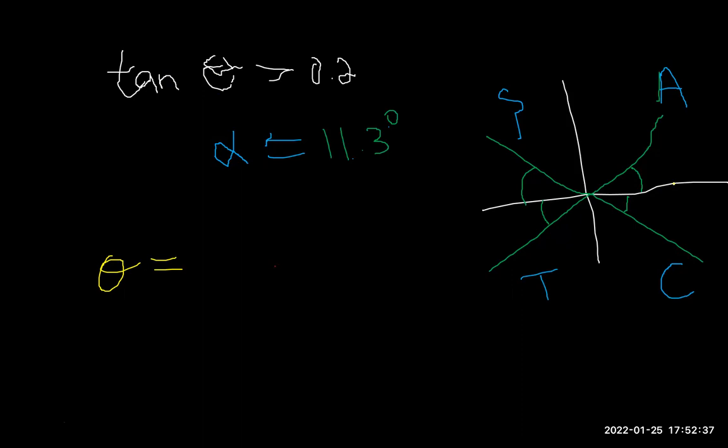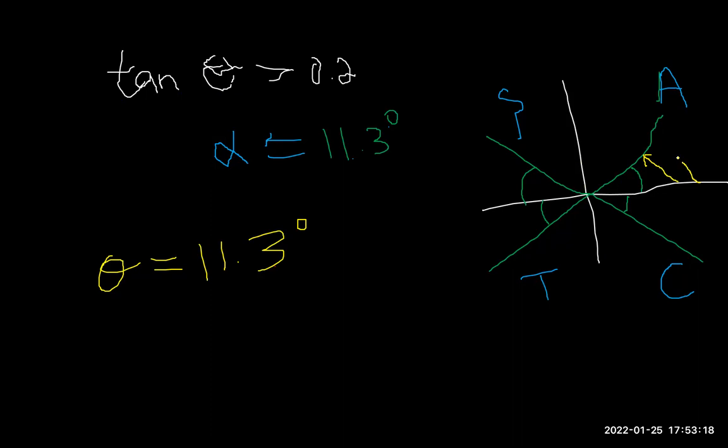I told you we're always measuring from the positive x-axis going anti-clockwise. So you go up, you hit right here. What angle is that? 11.3 degrees. So that means one possible value of theta is 11.3 degrees. If you put tan of 11.3 into a calculator, you would get approximately 0.2. But I also said the other possible value of theta would be in the third quadrant.